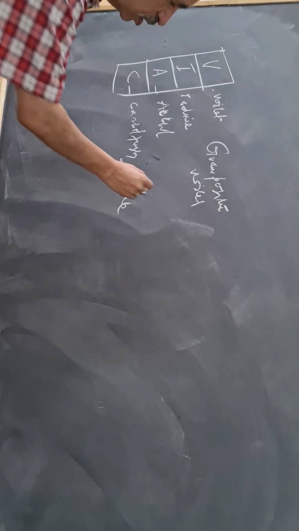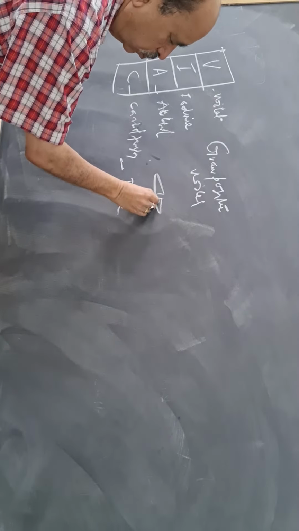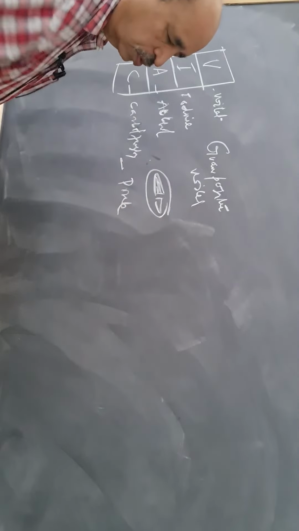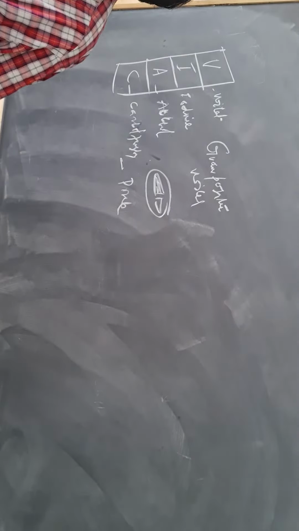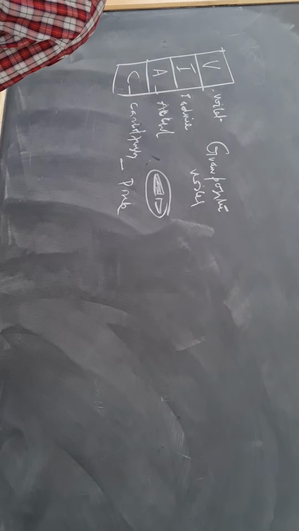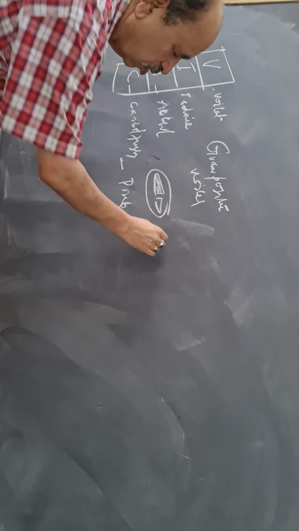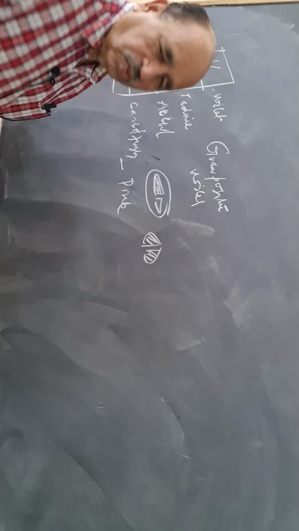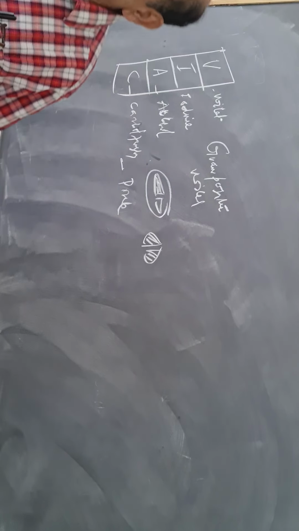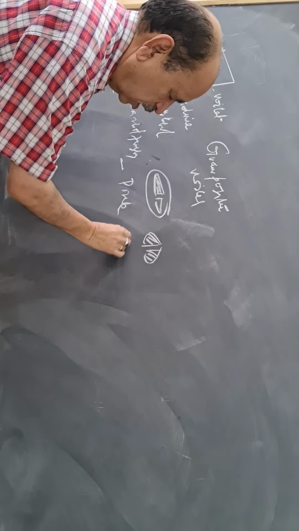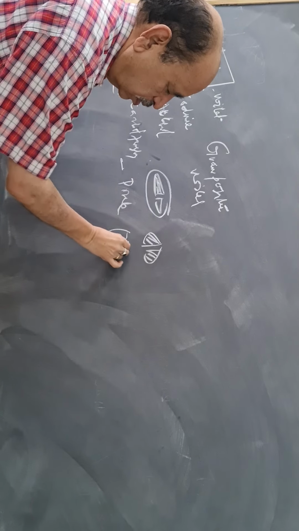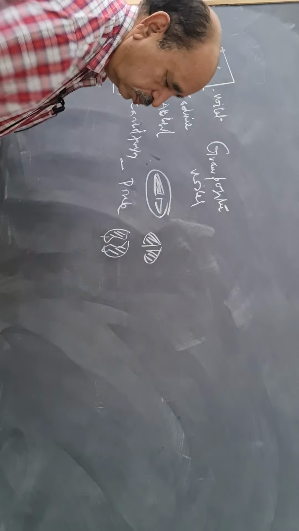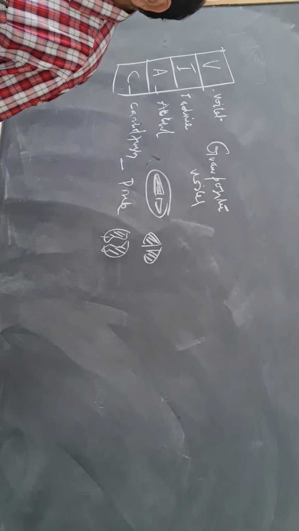The next one is pneumococci. It is lancet shaped or flame shaped, two cocci enclosed in a single capsule. It is called pneumococci because it infects the lung, giving rise to pneumonia. Next one is meningococci. It is half moon shaped, with plane surfaces facing each other. Next is gonococci, kidney shaped, with concave ends facing each other.